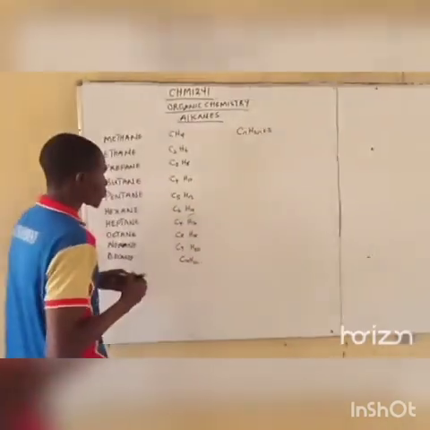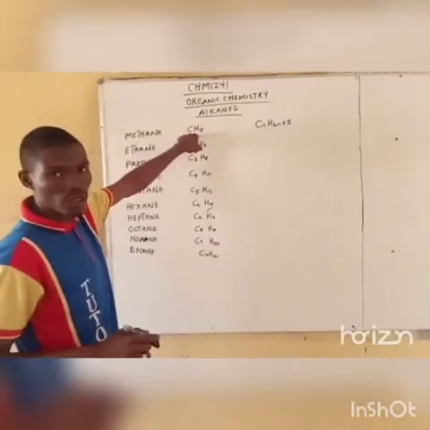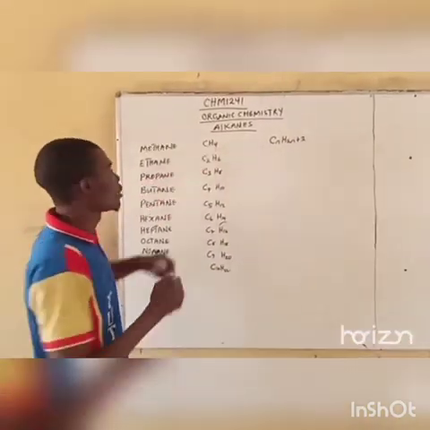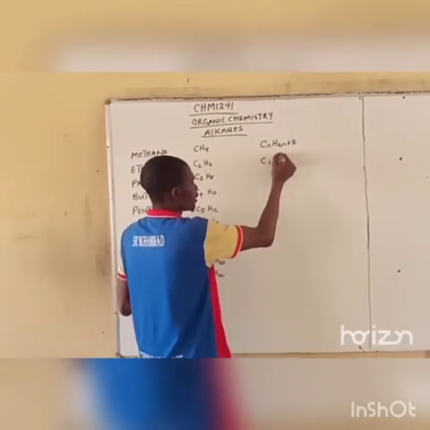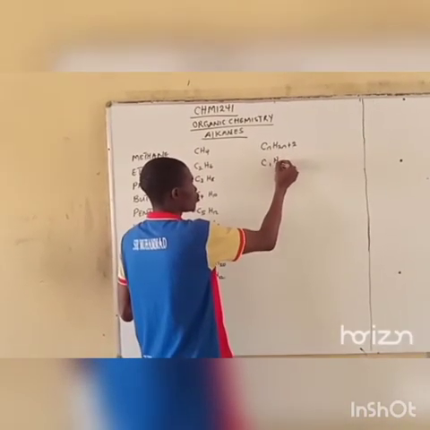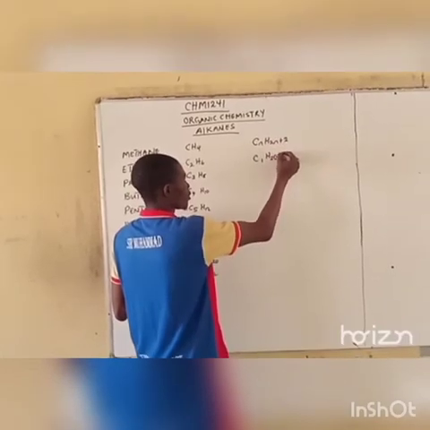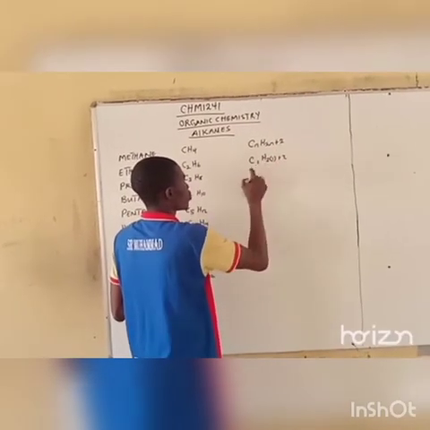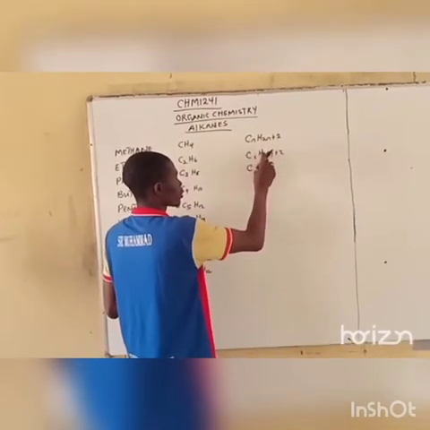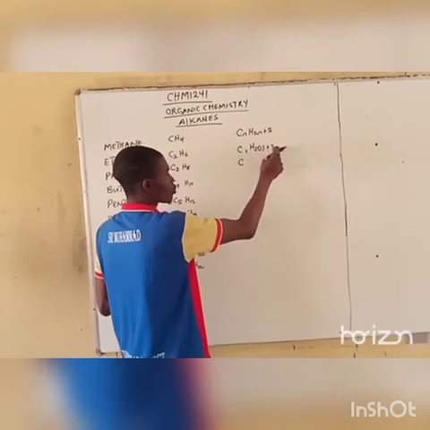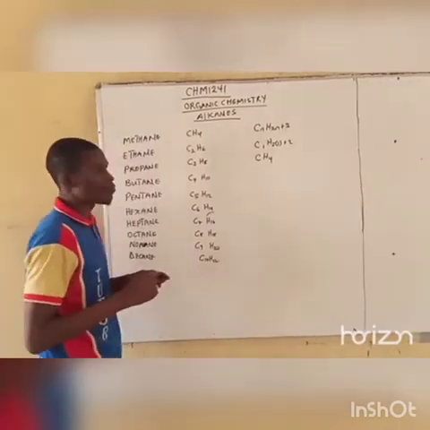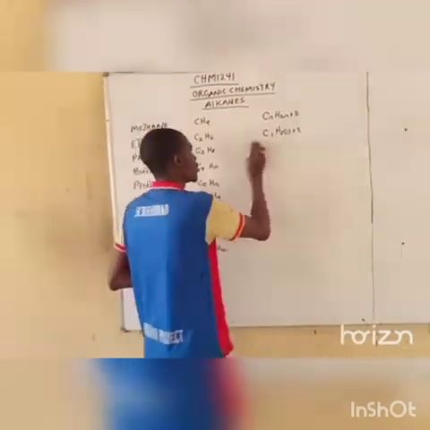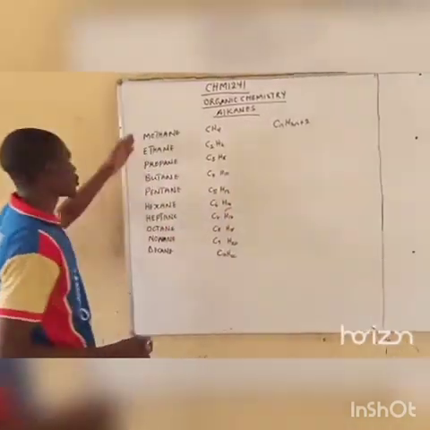For example, this is CH4. This CH4 is C1, so our n is 1. Then H is 2n plus 2, which is 2 times 1 is 2, plus 2 is 4, so CH4. So this is the general formula for alkanes, and this is called the homologous series of alkanes.